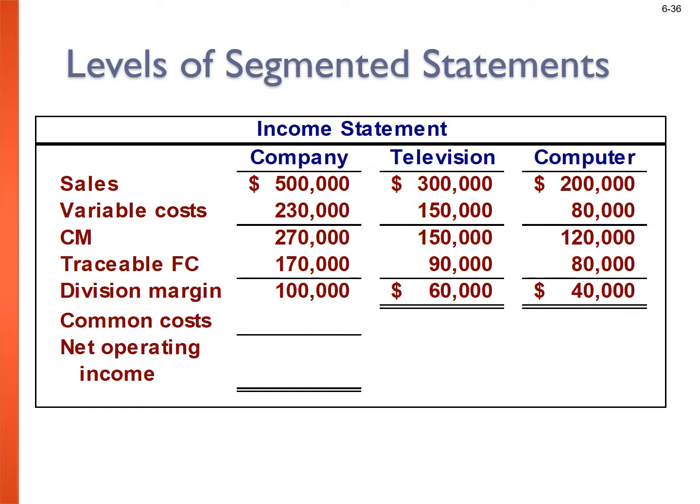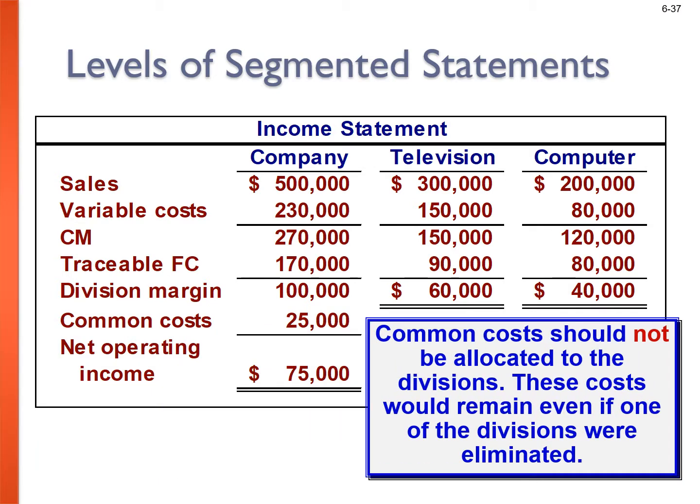Now we still need to subtract common fixed costs. They are not allocated to a division. They're actually for both divisions. So remember, these are the costs that would remain whether you get rid of a division or not. And that would lead to our total net operating income of $75,000.